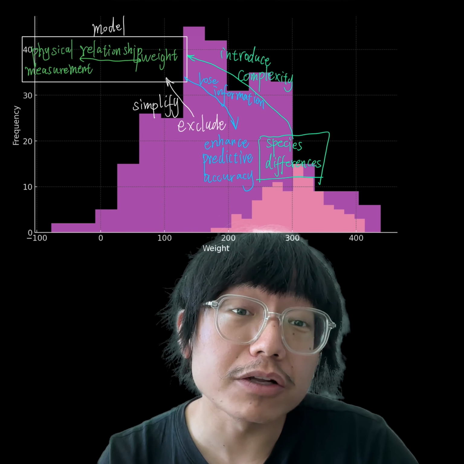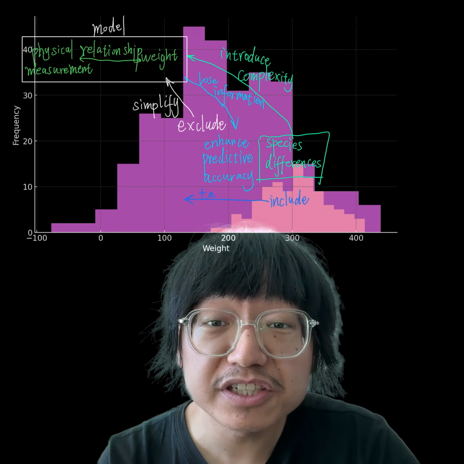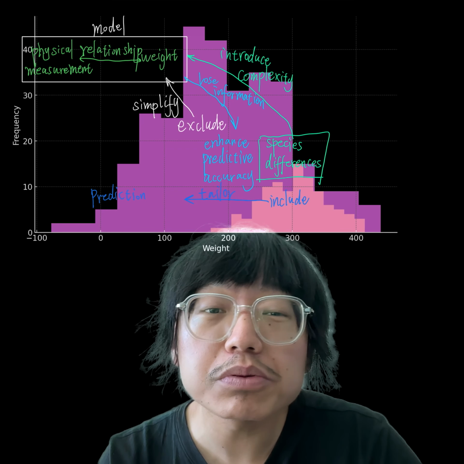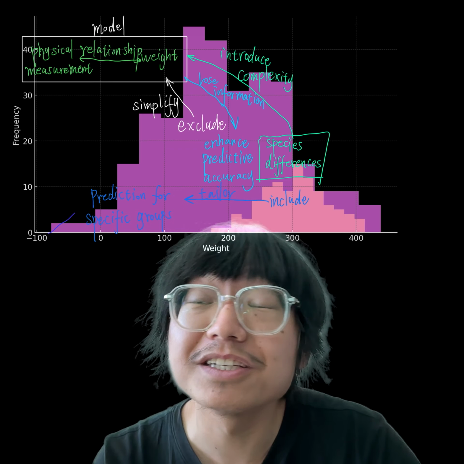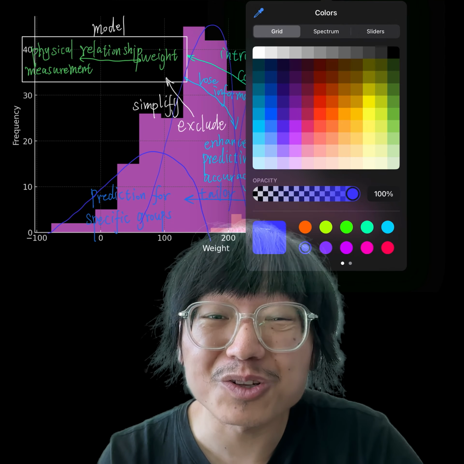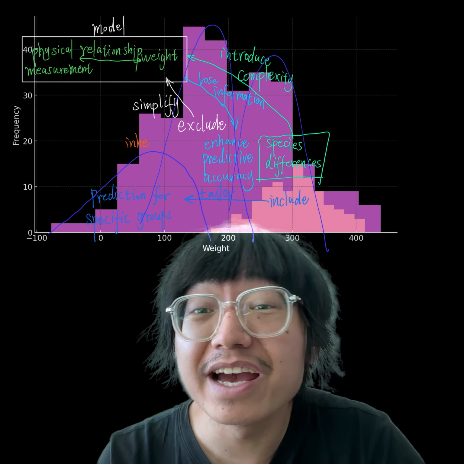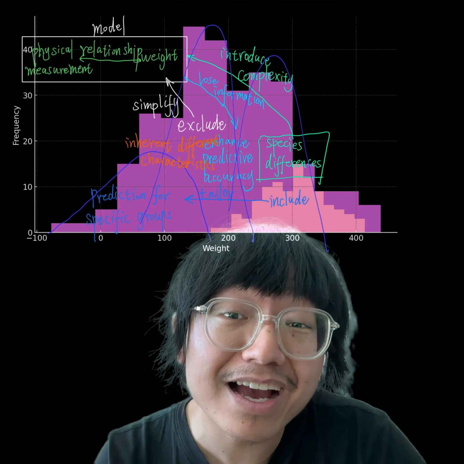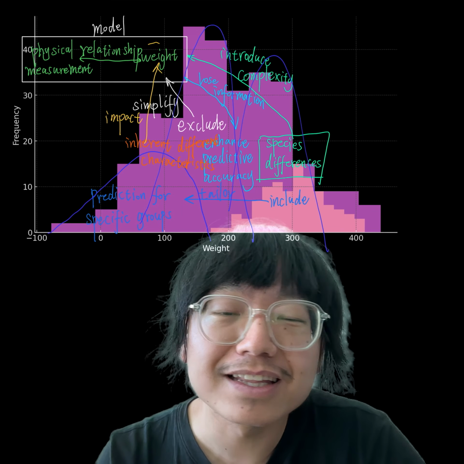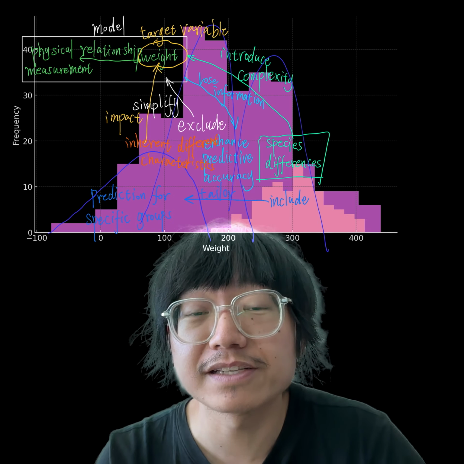So in predictive modeling, including categorical features like species helps us tailor the predictions to specific groups within the data, which is critical when these groups have inherently different characteristics that can significantly impact the target variable, right? Like the weight of fish in our example.